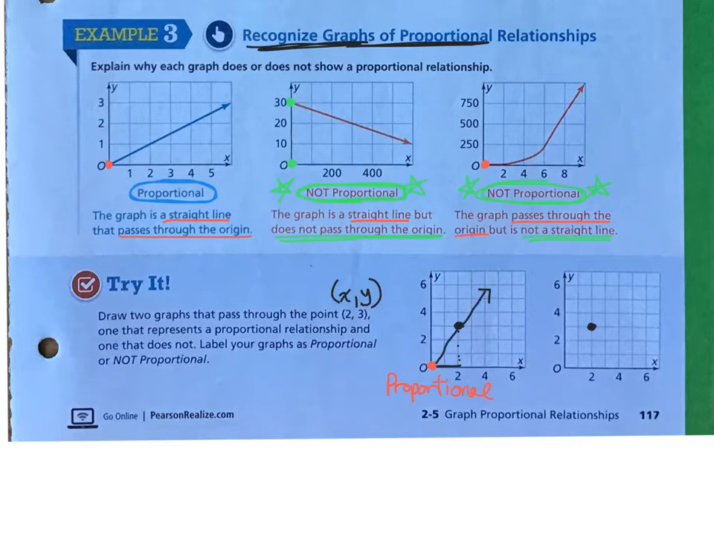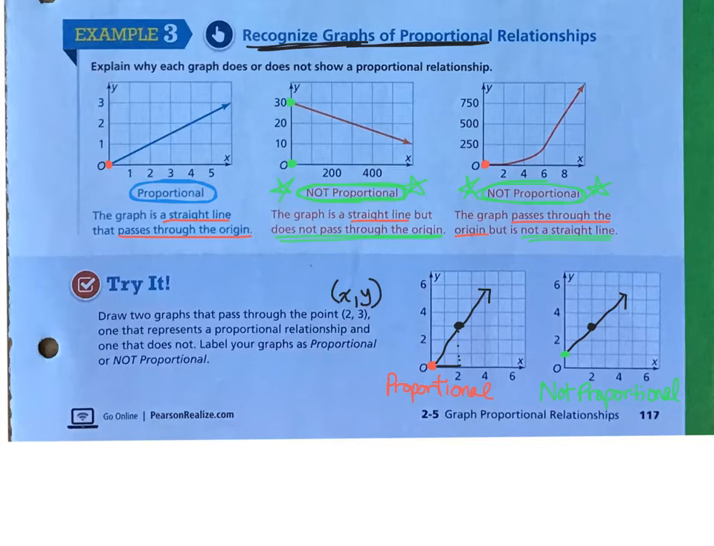Now in the second graph, we're going to make this one not proportional. The reason is that we're going to make it so that it does not start at the origin. So let's pretend that it starts at the ordered pair (0, 1). Even if it's still a straight line, since it goes through a point other than the origin, that's where it starts, it is not a proportional relationship.